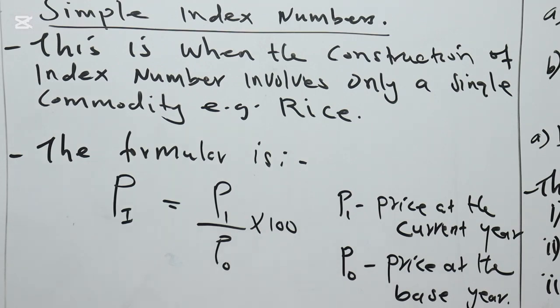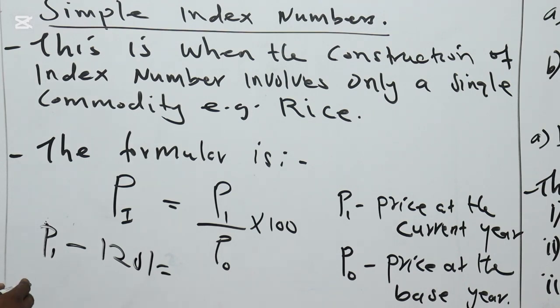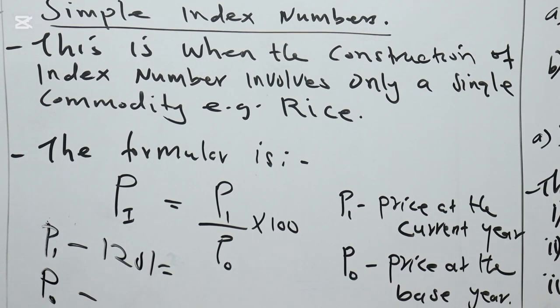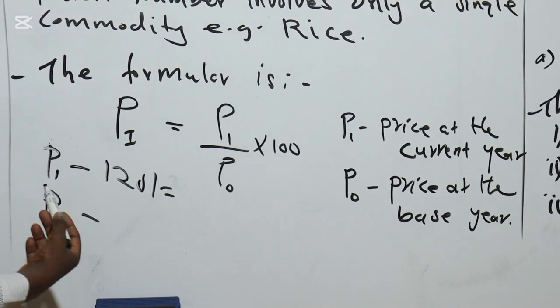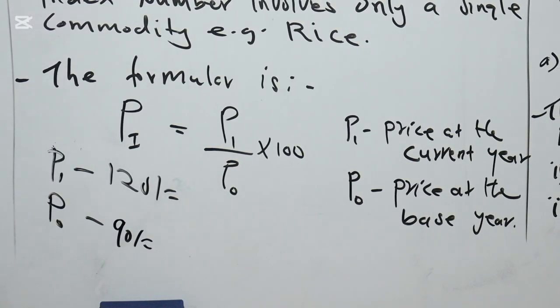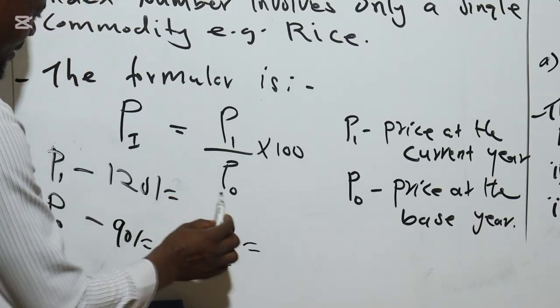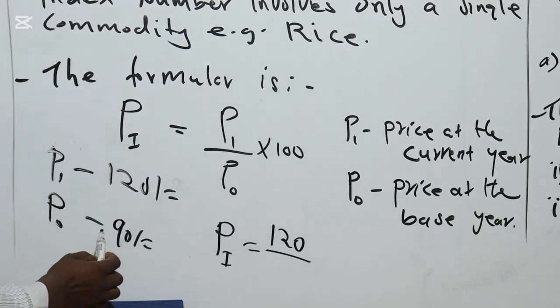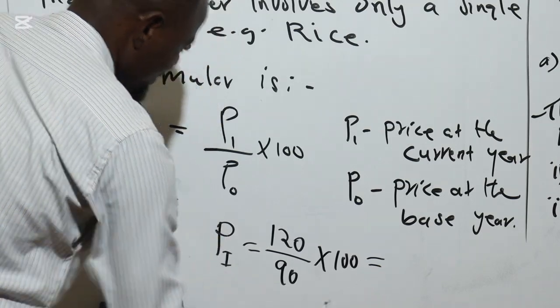So for example, let's say P1, that is the 2025 price. Let's say the price of 1 kg of rice is 120 shillings. It depends which type of rice you are buying. P0, let me say I want to take my base year as 2020, and in 2020, let's say the price of 1 kg of rice was 90 shillings. So what is the price index? The price index will be P1, which is 120, over P0, which is 90, then I multiply this by 100.